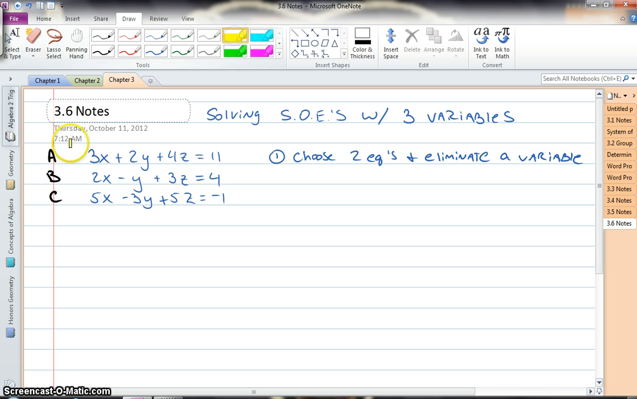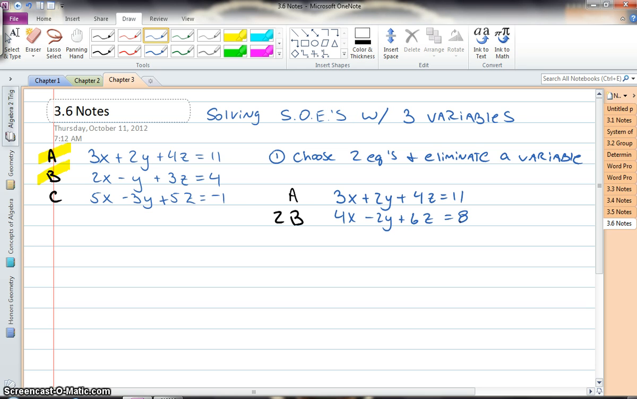Let's focus on equations A and B for right now. If I were to eliminate one variable, I would probably choose y, because we have a positive 2y and a negative y. So I would take equation A, which is 3x plus 2y plus 4z equals 11. Then I would multiply this whole equation, equation B, by 2 in order to create a negative 2 on the y. So I'm going to put 2B, meaning we multiplied equation B by 2. When we do that, we get 4x minus 2y plus 6z equals 8.